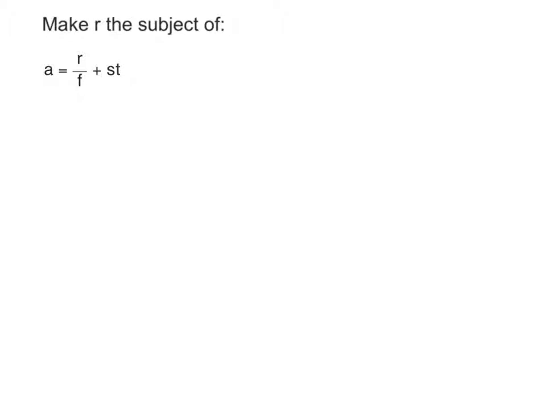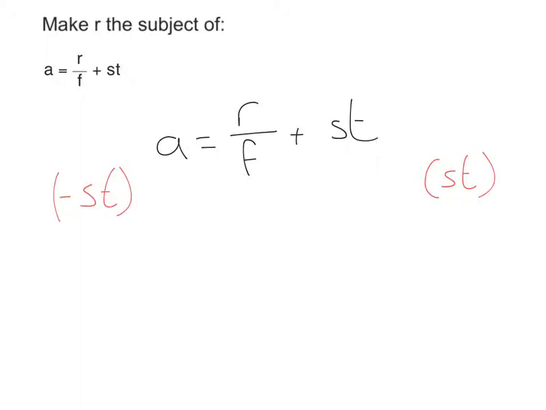Again here, if I just write it out a little bit bigger, R over F equals A minus ST, I'm making R the subject again. So the first thing I'm going to do is take off ST from both sides. Just missed it off there, take off. So right hand side I'll be left with R over F. On this side I'll have A minus the S and the T, ST. Right, R is being divided by F, so I need to times both sides by F.